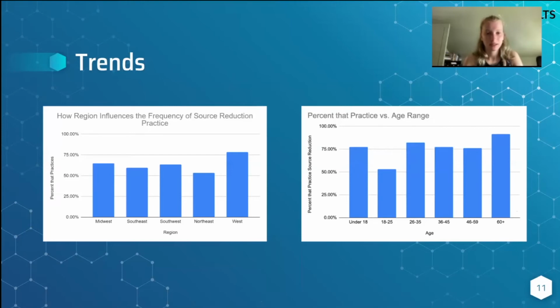Responses from people aged 60 and older tend to perform source reduction more than younger generations, as they were most likely more exposed to nature than current suburban and urban citizens. Senior citizens are more informed and knowledgeable in this practice, and as such are more likely to practice source reduction.